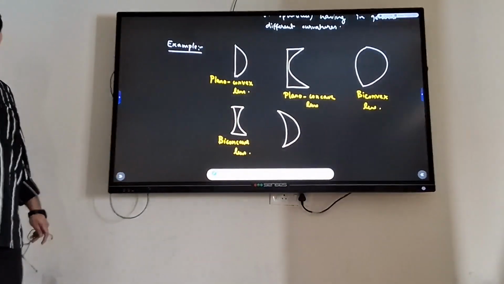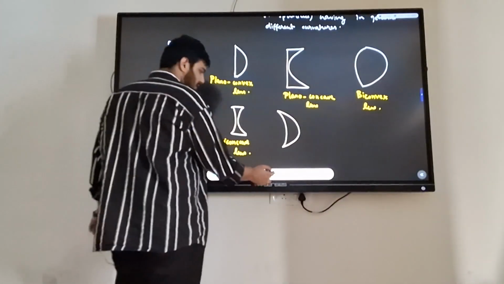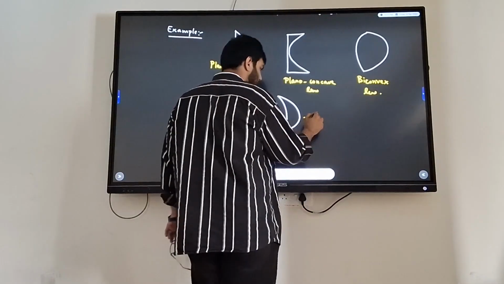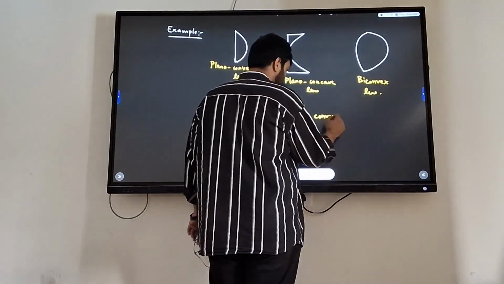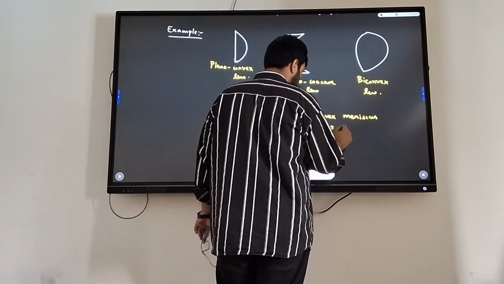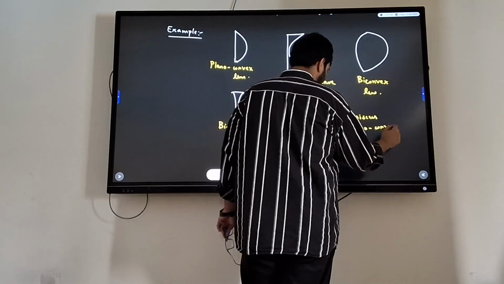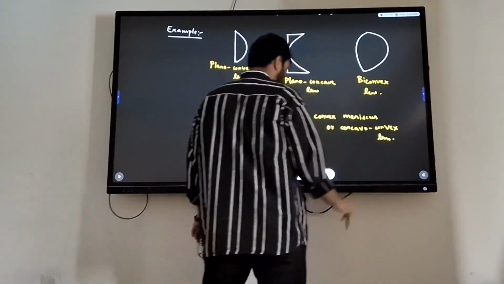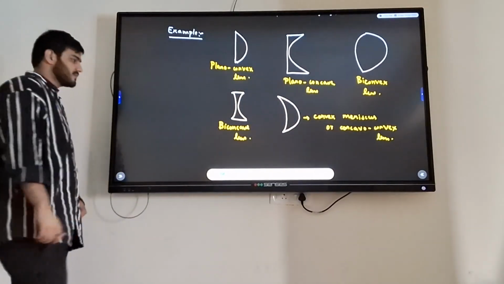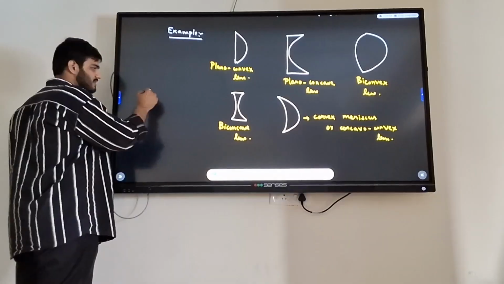It's called concavo-convex. It's also called convex meniscus. Or concavo-convex. What can be the other one? Convexo-concave, na? But how will I make it? Something like this.